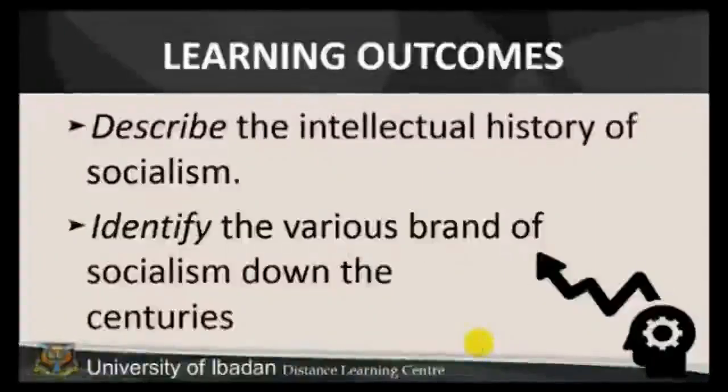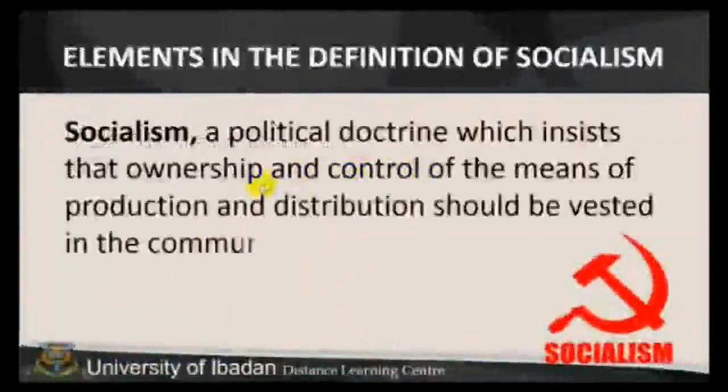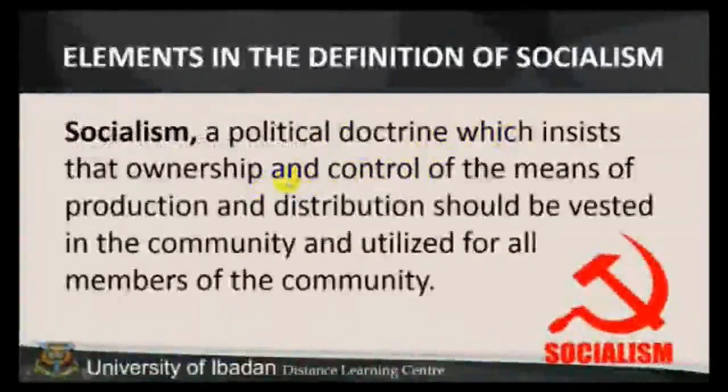Since the 19th century, socialism has come to be identified as that political doctrine which insists that ownership and control of the means of production and distribution should be vested in the community and utilized for all members of the community. For this reason, it is now widely agreed that an accurate definition of socialism or a socialist state must include at least 3 elements. Let us take you through each of these elements.